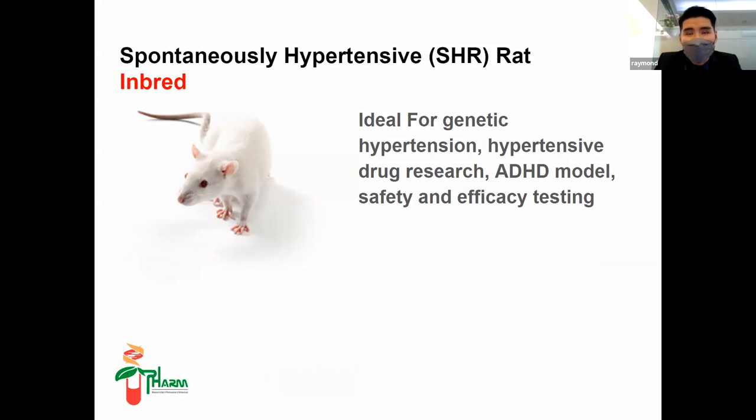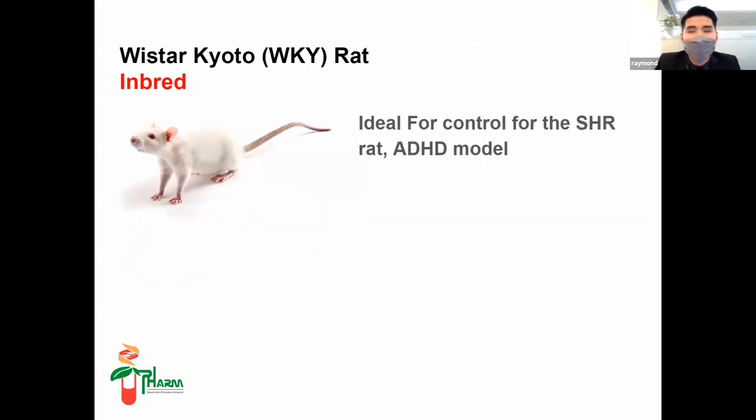Spontaneously hypertensive rats, also known as SHR rats. These rats will genetically develop hypertension at an early age. So they are ideal for hypertensive drug research as well as hypertensive disease models. And if you are using SHR rats, then you have to find another control for them, which is their background strain, the Wistar Kyoto rat.